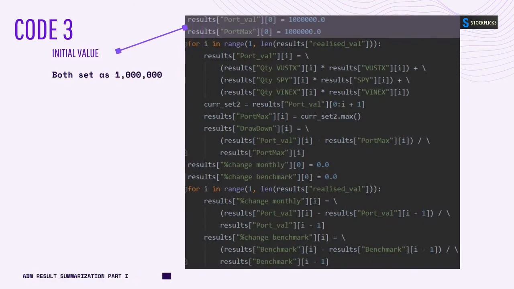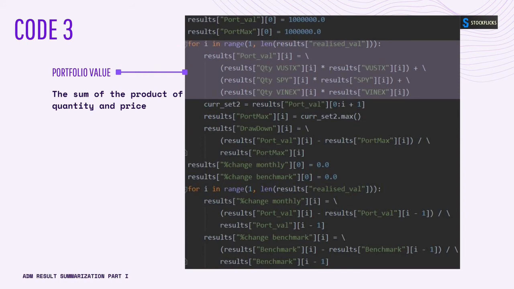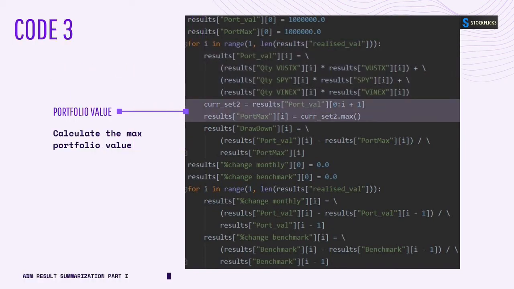Then, we will move on to the portfolio value. We will first define the initialized value of portfolio value and portfolio maximum value. In this example, we set both of them to be 1 million. Using a for loop, we will calculate the portfolio values in different months. It is simply the sum of the product of quantity and price. We will use a max function to calculate the maximum value.